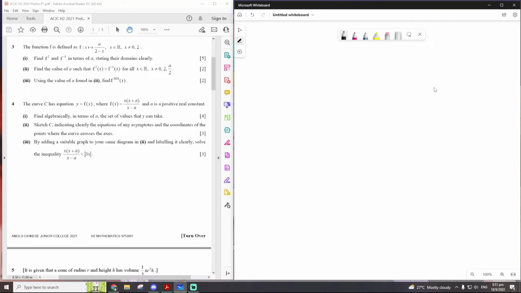So let's try to sketch the curve. Let's plan a little bit before we do that, because we want to ensure that we center our graph. So the vertical asymptote is x equals a, right? What about the oblique asymptote? Because we know that this rational function has an oblique asymptote. How should we go about finding it?